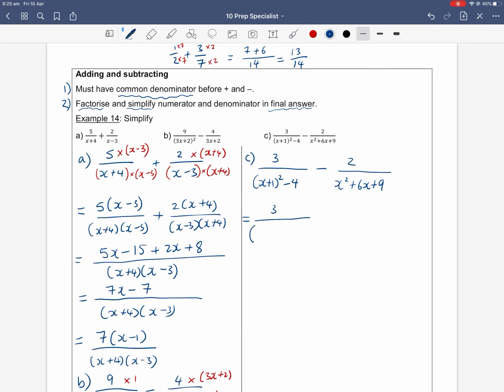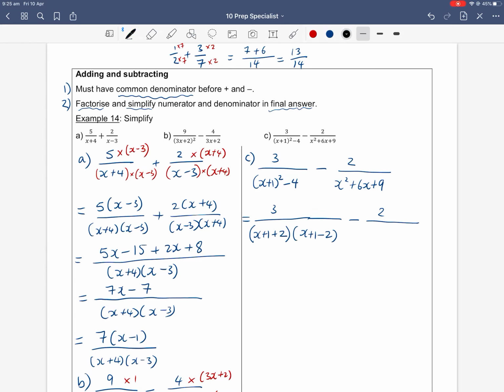So 3 over a is x plus 1 plus b is 2, because 2 squared is 4, times x plus 1 minus b, which is 2. We're going to take away 2 over.